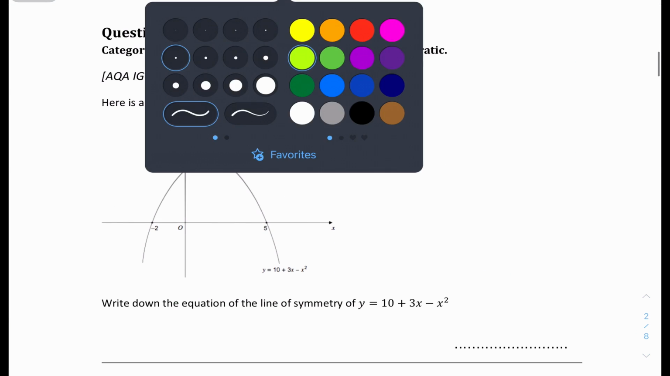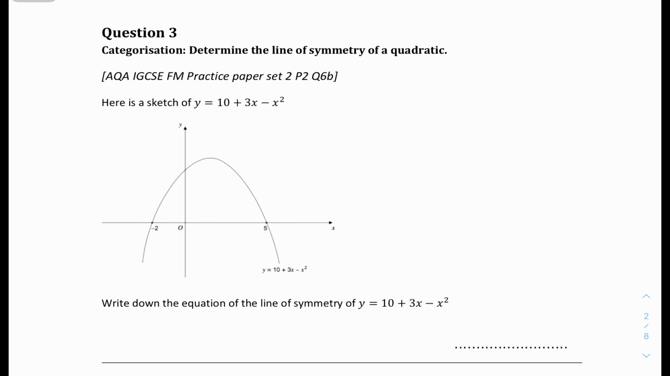Then we have question 3. Here's a sketch of y equals 10 plus 3x minus x squared. Write down the equation of the line of symmetry of y equals this. So we can see that there's this maximum point right here. What we have to do is find this x value to draw a straight line, because if you draw a straight line down the maximum point, you get this line of symmetry because both shapes are the same.